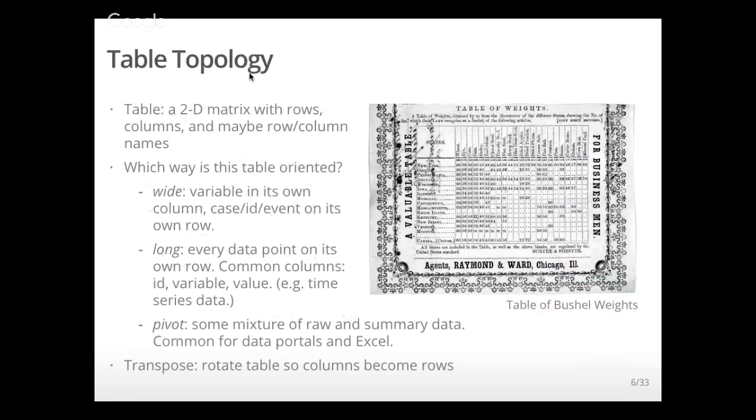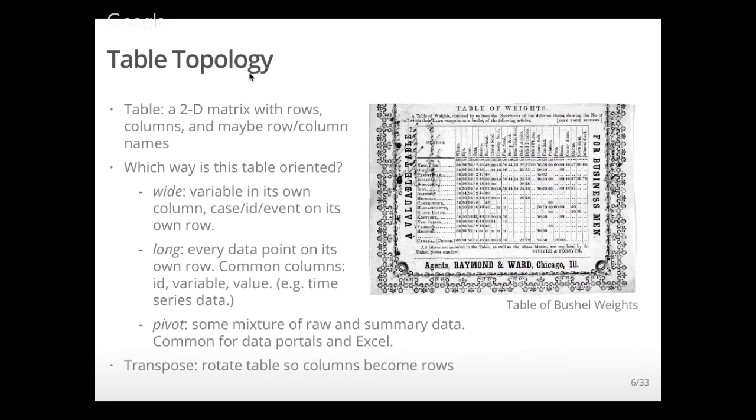So let's talk briefly about table topology, because this is something that happens long before we get to Excel and comma-separated values. A table is really just a way of organizing data. Mostly what we're talking about here is a two-dimensional matrix. There are rows, there are columns, and there's potentially metadata, such as row and column labels. And the table can be situated in a couple of different ways.